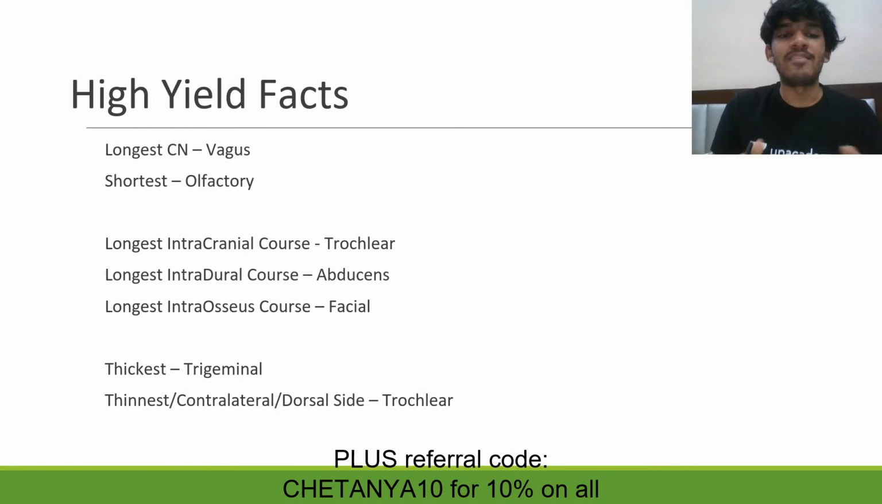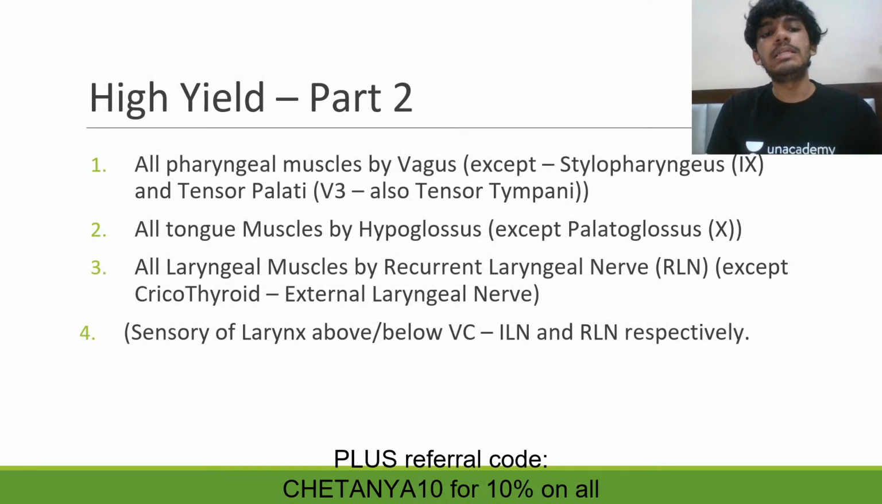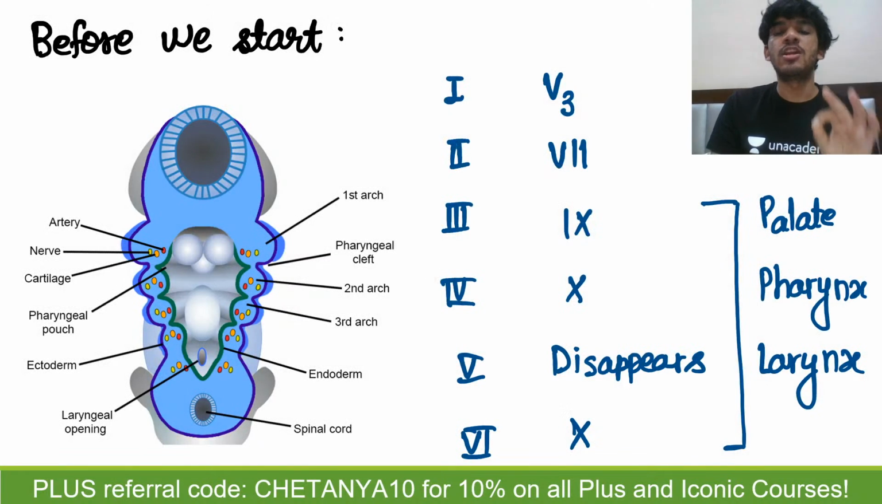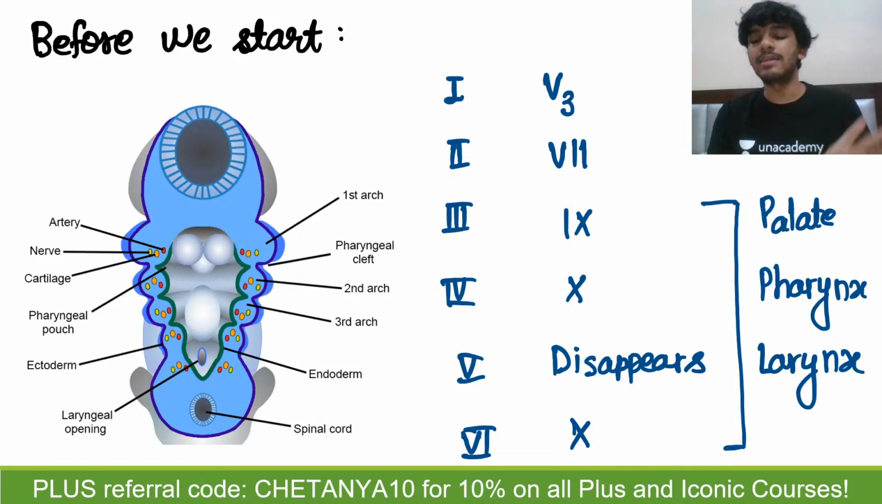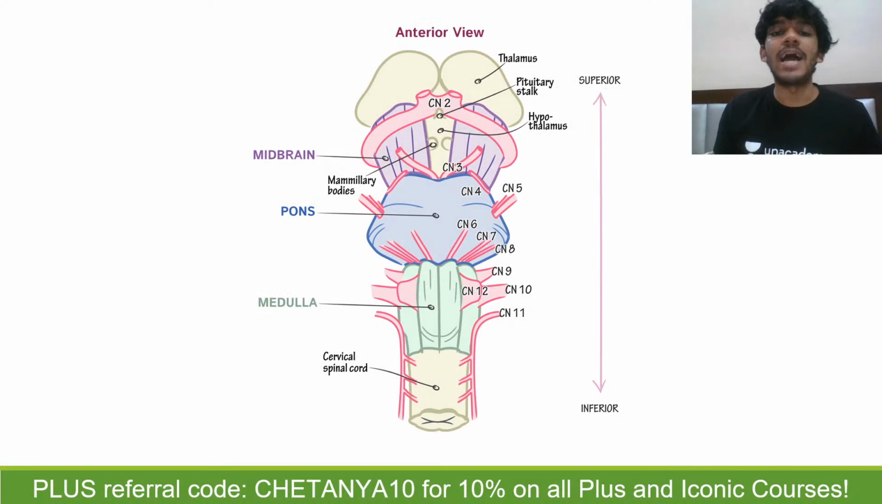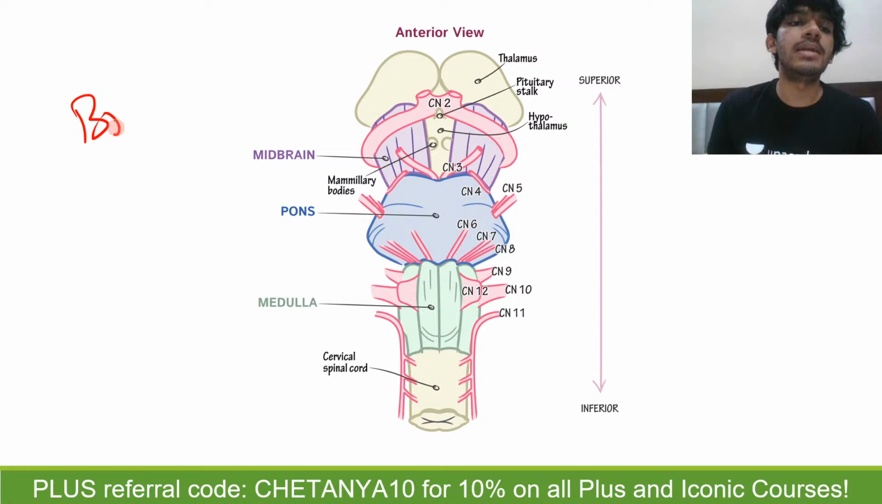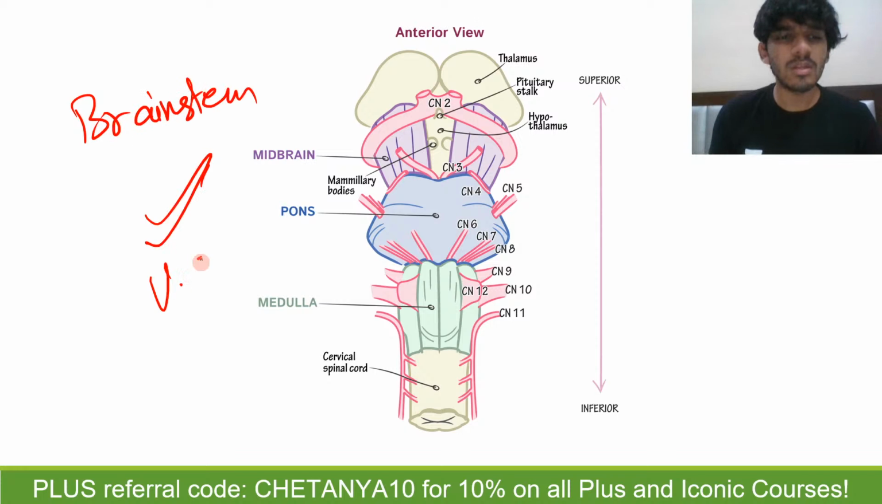These are 7 high yield MCQs that I talked about: the longest, shortest, thickest, thinnest, everything. ठीक है. Then I told you these 3 statements which I have discussed in detail today about pharyngeal muscles, tongue muscles, and laryngeal muscles. Then pharyngeal arches, nerve of which pharyngeal arch is which. First is mandibular, second is facial, third is glossopharyngeal, fourth and sixth is vagus, and the cranioaccessory complex. This diagram of the brainstem is BTR, Buri Tarah Rato. Brainstem diagram, very important.